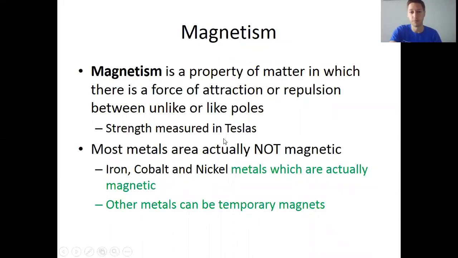Measured in Teslas, and we should mention too that most metals are not magnetic. Although there's a lot of people that think every single metal is magnetic, they are not. Although they can be influenced to be magnetic. Iron, cobalt, nickel, those are the iron triad. Those ones are actually magnetic. Other ones aren't. When I say other ones aren't, I mean most of them aren't. There are definitely some other ones that are magnetic, but aluminum, magnesium, those are not magnetic.